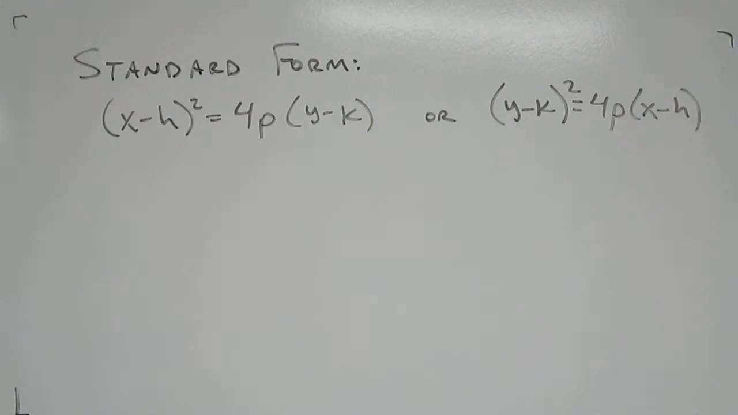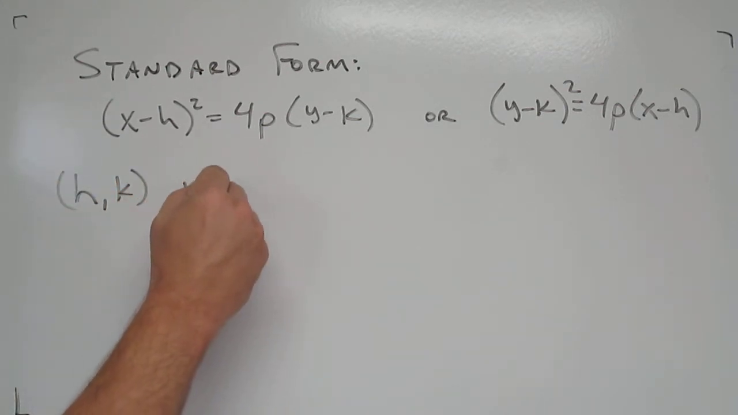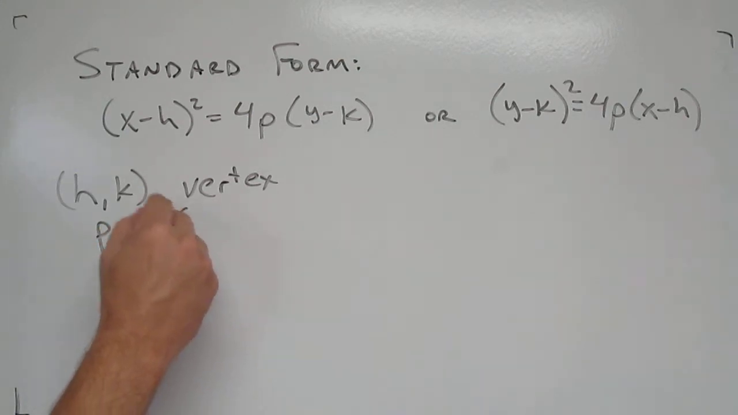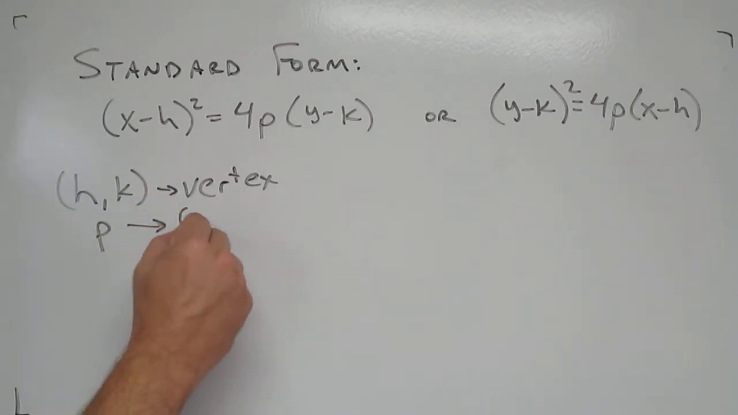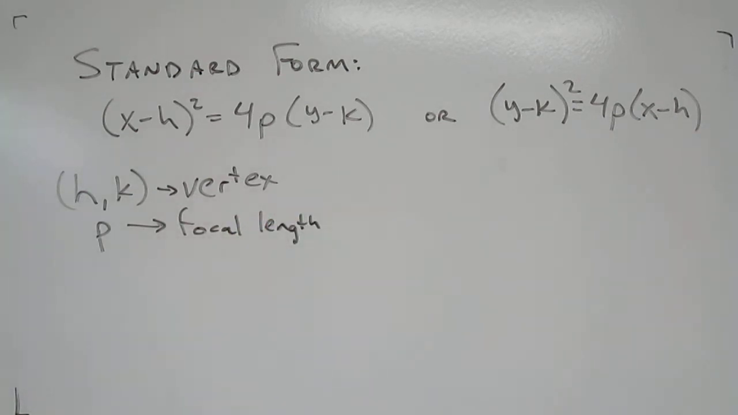By the way, if you look in your book, the book goes through examples where the vertex is at the center, and so they don't have h and k. So that's the first thing to note, that h, k represents your vertex. And p is the same thing as the focal length. So that's the distance between the vertex and the focus, and also from the vertex to the directrix.